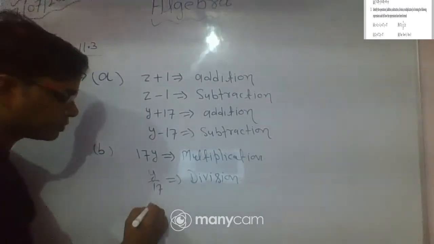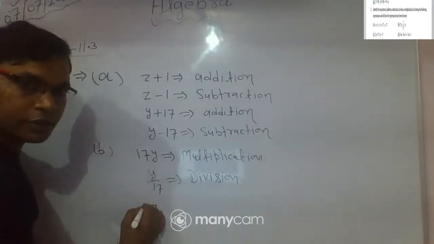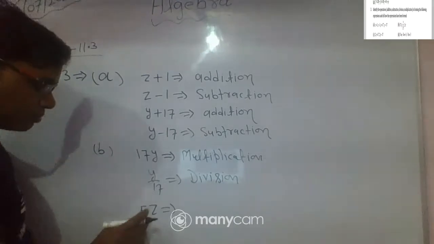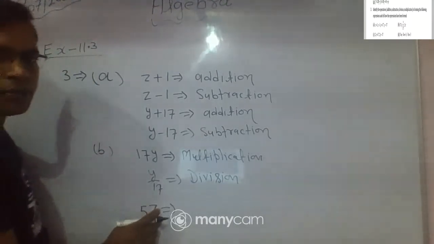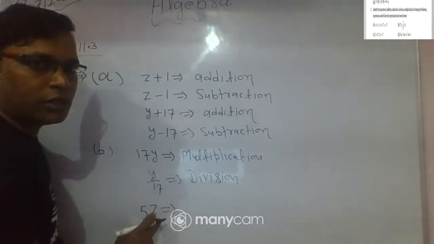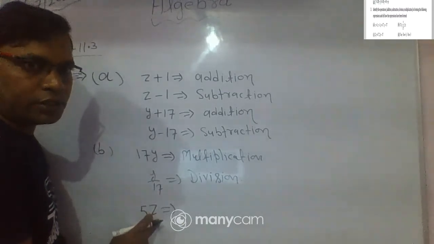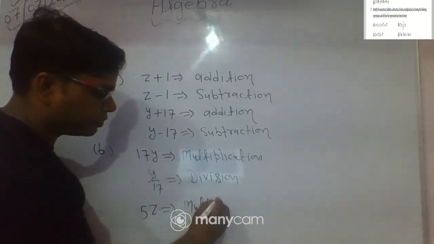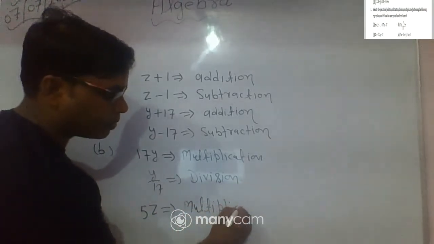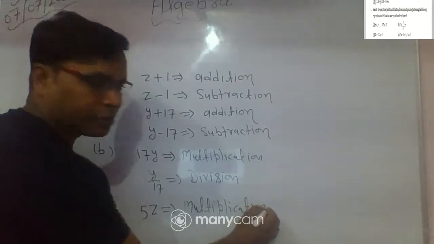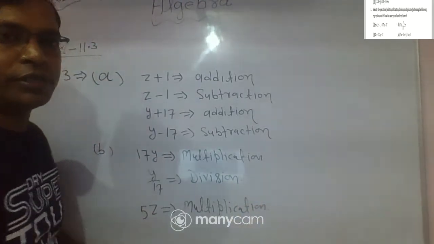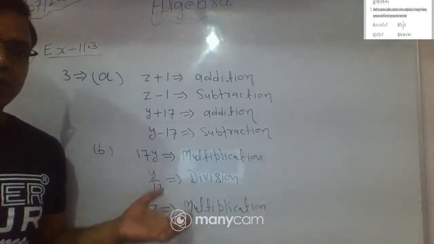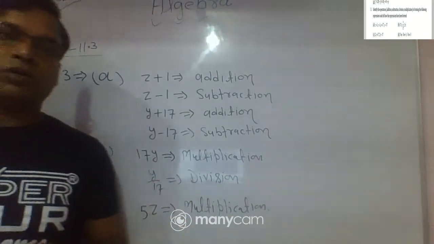Now let's see what is the C part. 5z. You can see 5z. This is 5 into z. It means 5z means 5 into z. So here which operation is used? Multiplication. Multiplication is used.